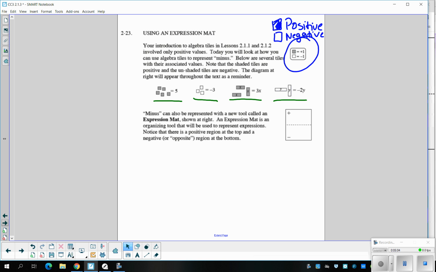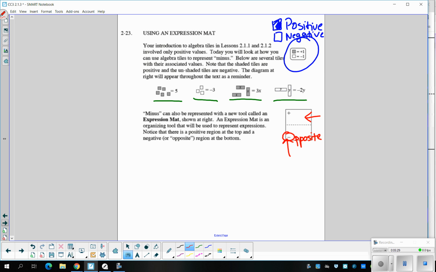So in the expression mat, a couple things to point out, we have a positive region. So everything in there is just whatever you see. And then on the bottom, we have something called the negative or opposite region. So I usually call this the opposite region because when I think about the opposite of 5, I automatically think opposite of 5.